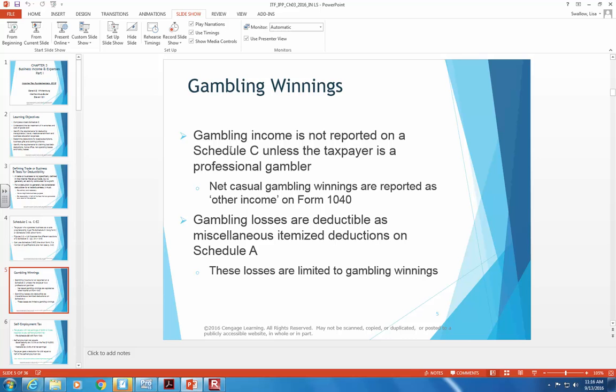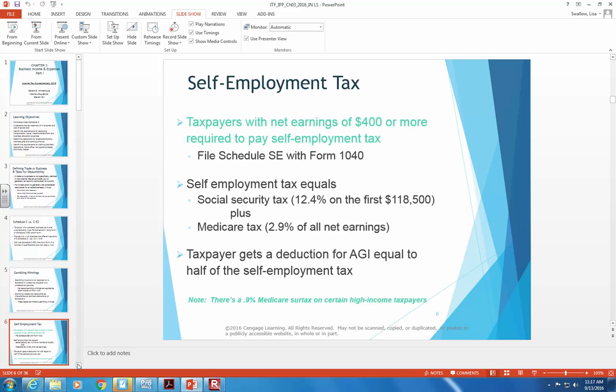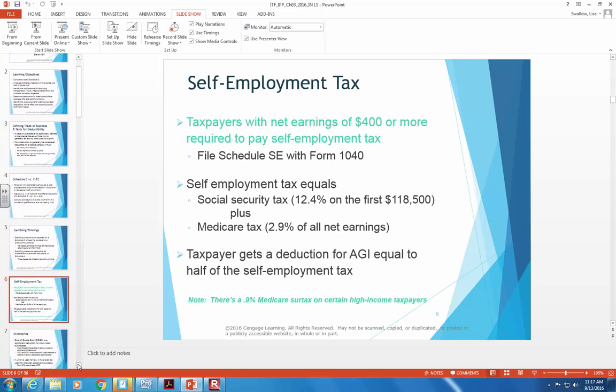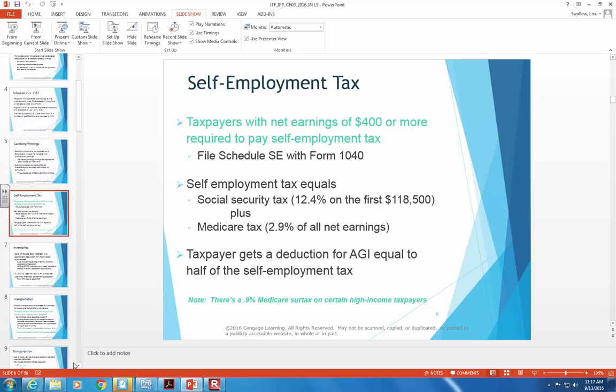So on the 1040, she does have to report that as other income. If she has losses in excess of her winnings, she can only claim the losses up to the amount of the winnings. But it doesn't go on the Schedule C unless she's a professional gambler. Self-employment tax. Self-employment tax is filed on a form Schedule E that comes with the 1040.